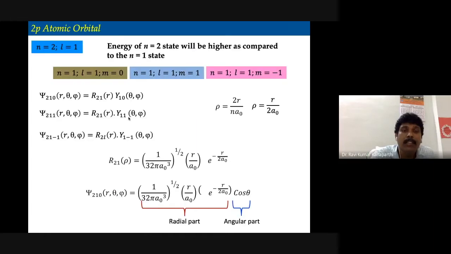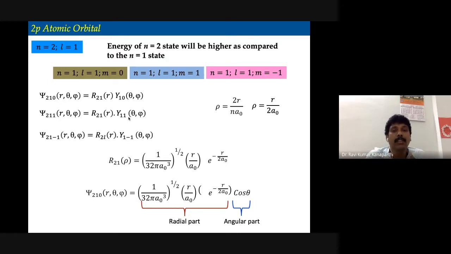Now, another situation which we did not think of previously: when n is equal to 2, L can be 0 and 1. So we have discussed the L is equal to 0 case, but we did not discuss L is equal to 1. When L is equal to 1, what are the possible values we can assign? The possible values for M are 0, plus or minus 1. So these are three different possible states that we can think of.